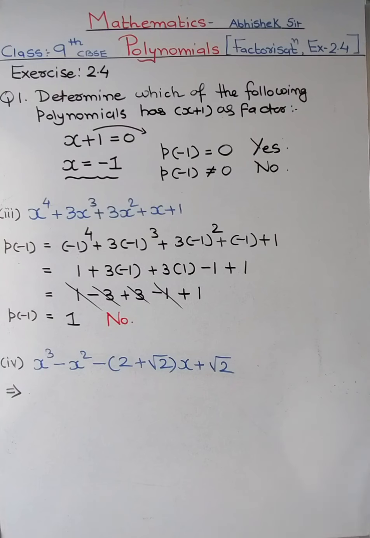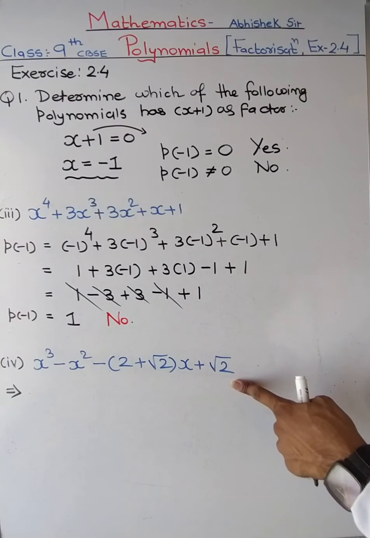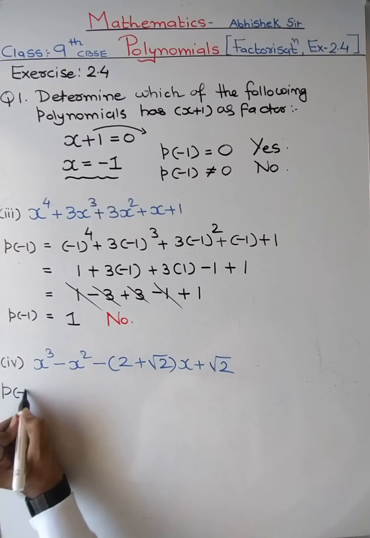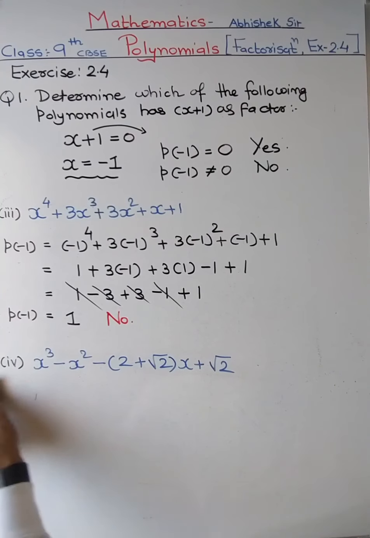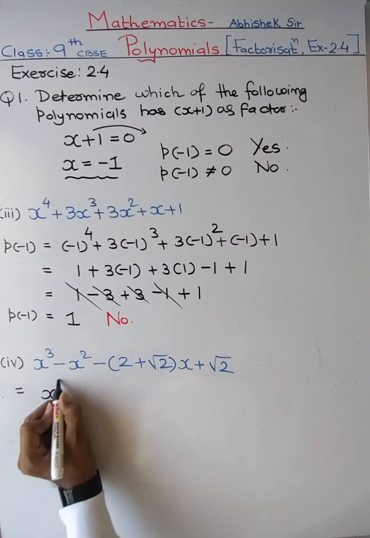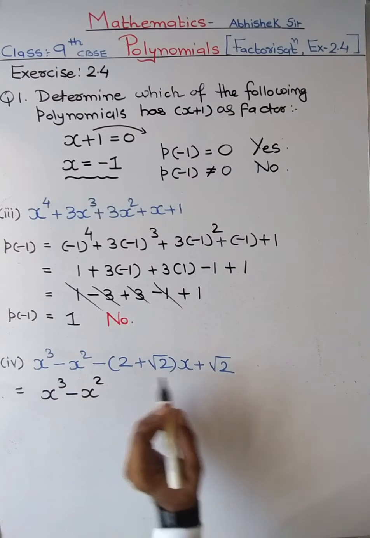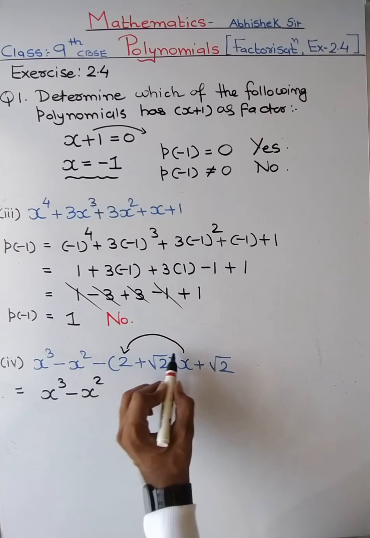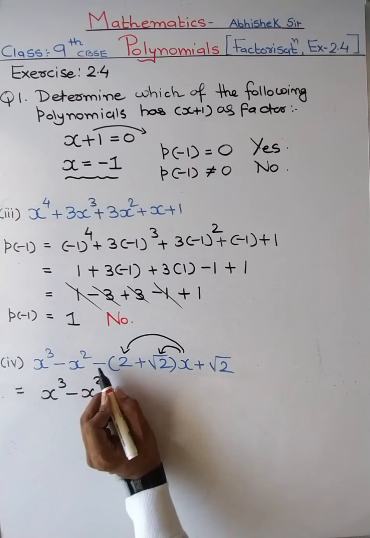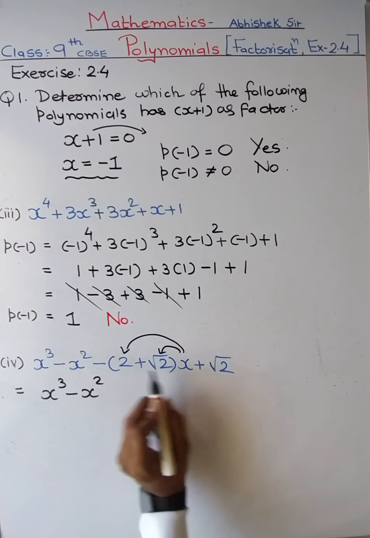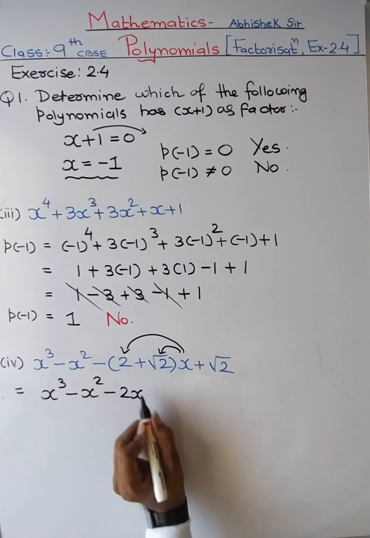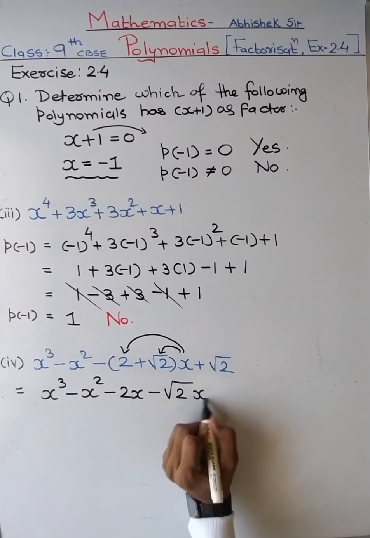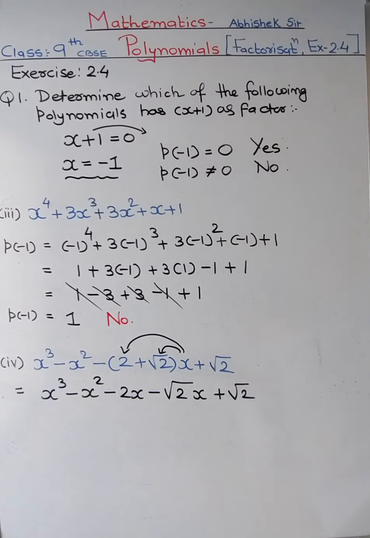Moving on to the next question, as it has some roots, you may find it difficult, so I thought let me solve it. So here again we will follow the same thing, p of minus 1. But before we go for p of minus 1, let us try to make it simple. Now here 2 plus root 2 is in bracket and x is outside. Let us multiply x with the terms, keeping the minus with both the terms. So the first term is minus 2x, and again minus root 2x, and plus root 2 will be repeated.